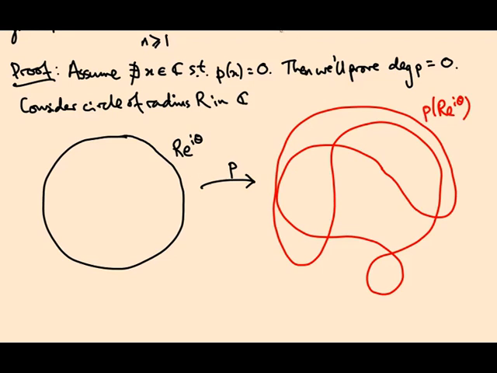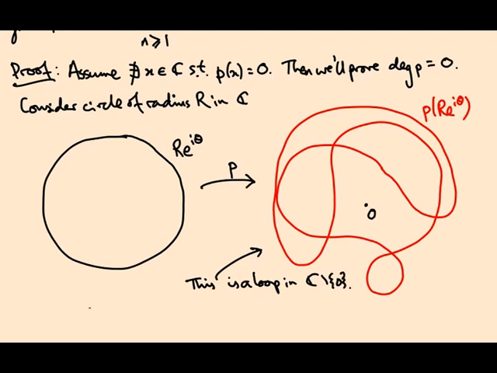But the key thing is this red loop completely avoids the point 0 at the origin, because we're assuming there's no point in the domain which maps to the point 0. So this is a loop in the space C minus the origin.